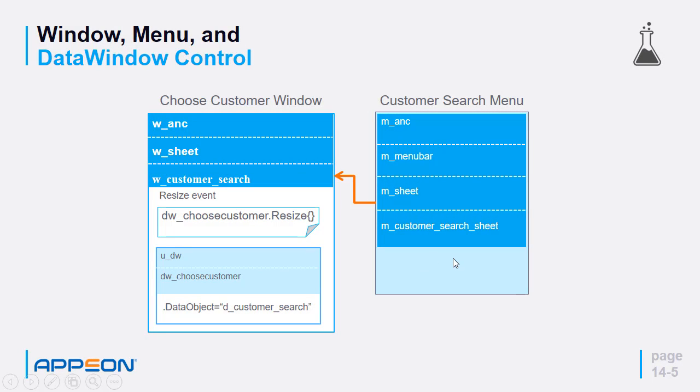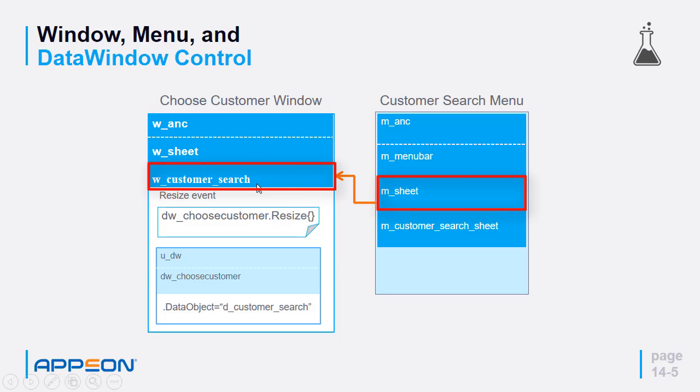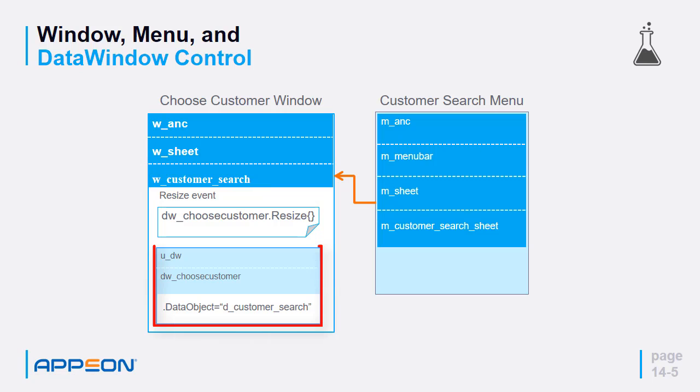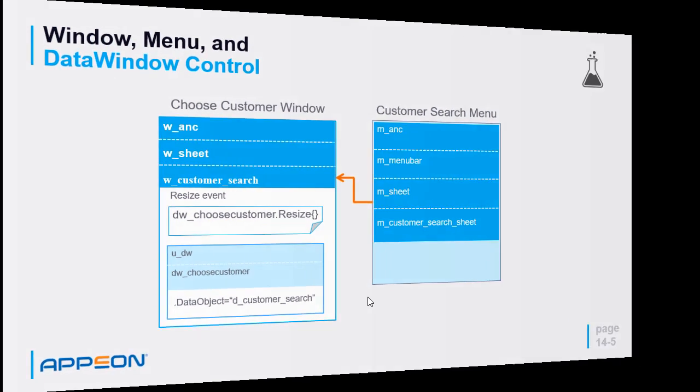So you notice in Lab 14 that we need to take the menu M Sheet and create a new window called W Customer Search and attach that menu to it. We're going to add a data window control to it and attach to the data window control a data window that we've already built called D Customer Search.